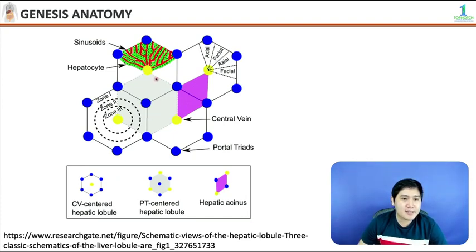So the central vein is in the middle. Hexagonal. This is the central vein. These are the hepatic plates, the green ones. And in between them are the hepatic sinusoids. And each corner is composed of a portal triad. So that is a classical hepatic lobule.